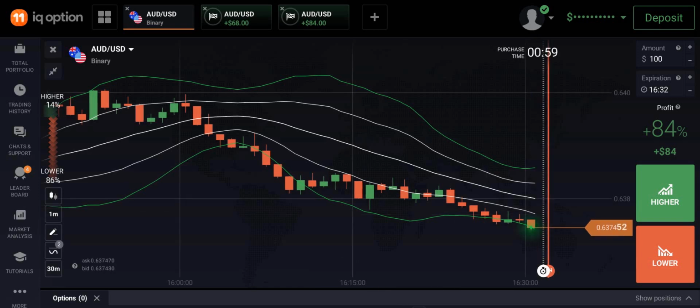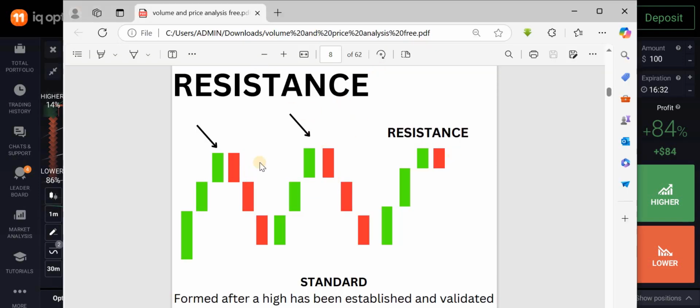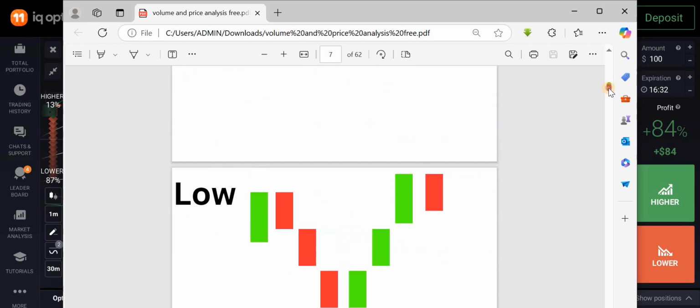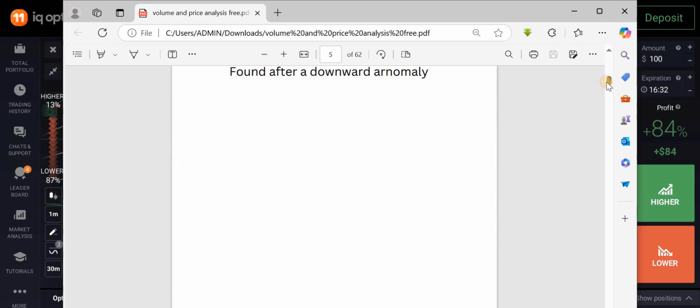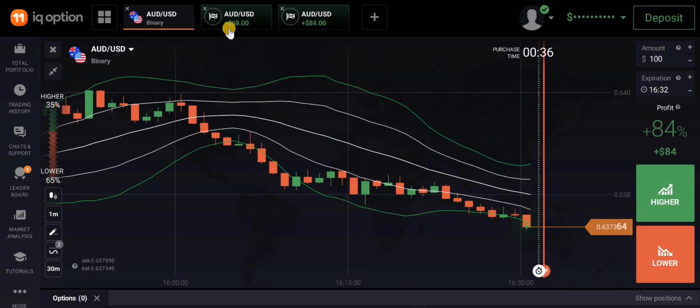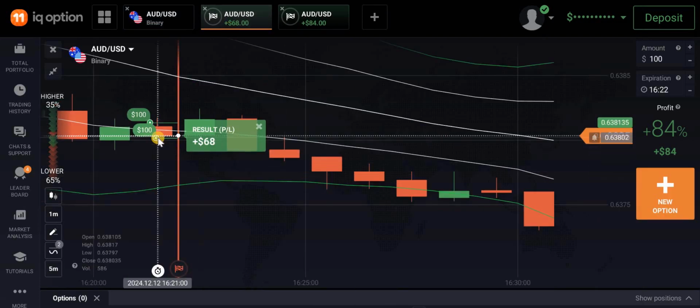The ebook is available. You're going to read about this resistance here where you do your put trade, and this support below here where you do your call trade. This is the balance area. You can get your balance area when you see where support and resistance are starting to form. Then you know the equilibrium is balanced, and you can take advantage of the edges of this area. And so for the next trade, we got it here as well.